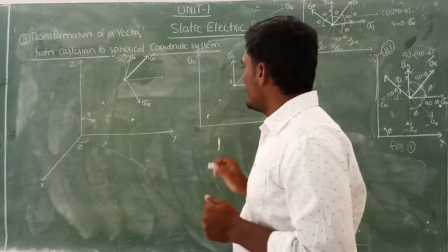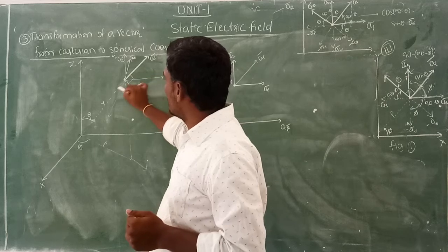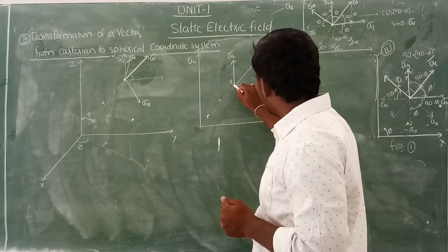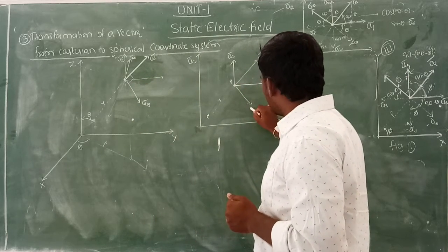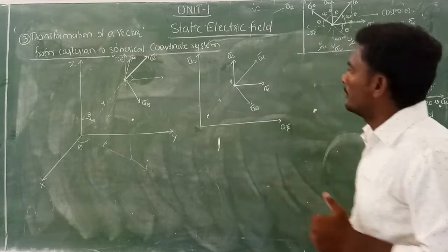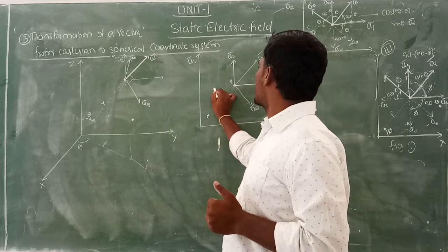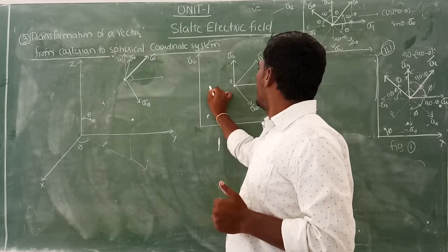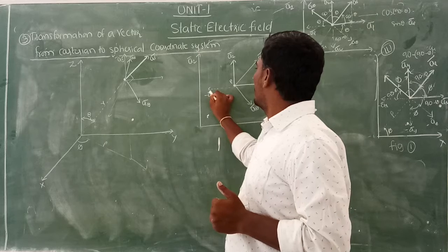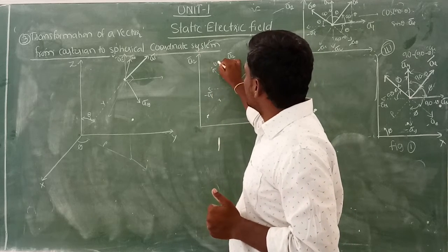Now where is your a theta? Theta is 90 degrees to this a r bar. So that is why I am representing a theta here like this. This is my a theta. Now draw the negative axes for this. It is opposite to a rho bar, that means minus a rho bar, and it is minus a theta bar.